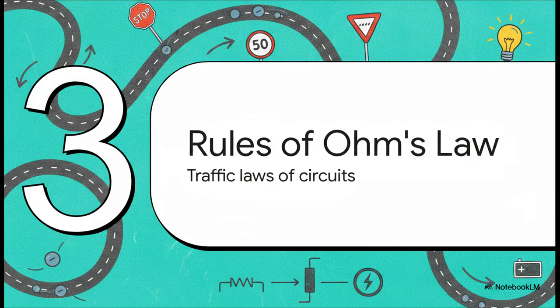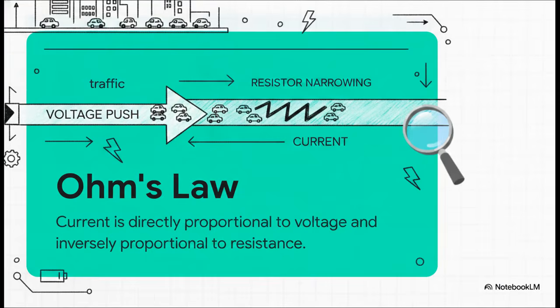All right, part 3, the rules of Ohm's law, or as I like to call them, the traffic laws of circuits. Ohm's law is absolutely crucial here. It's the ultimate traffic law for electricity. The rule basically states that electric current is directly proportional to the voltage and inversely proportional to the resistance. In plain terms, it brilliantly links the push of the battery to the narrow road of the resistor. It tells us exactly how much current is going to result from that specific combination.